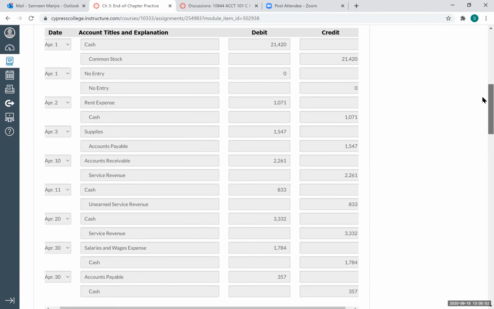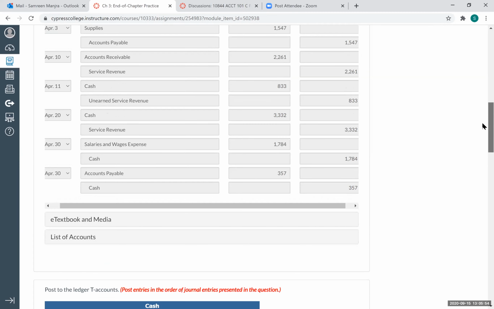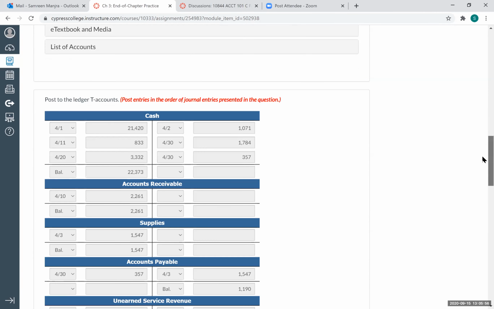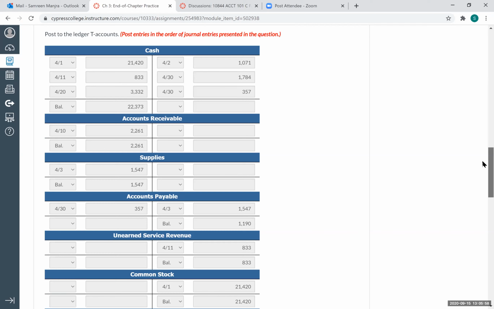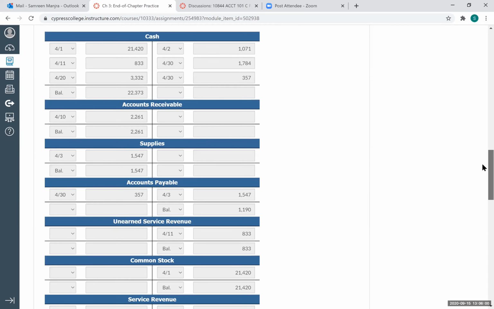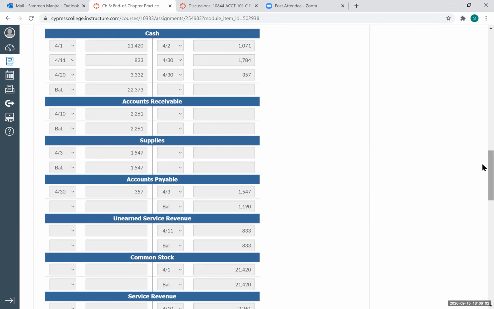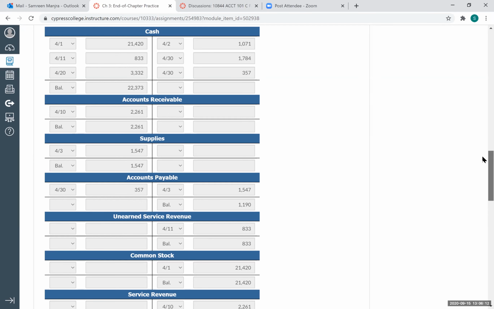After you have recorded all of the journal entries, the next step is to post to the Ledger T accounts. For the Ledger T accounts, we have each of our accounts having its own individual separate T accounts. And based on the transactions, you're going to include the dollar amount either on the left side, which is the debit side, or the right side, which is the credit side.